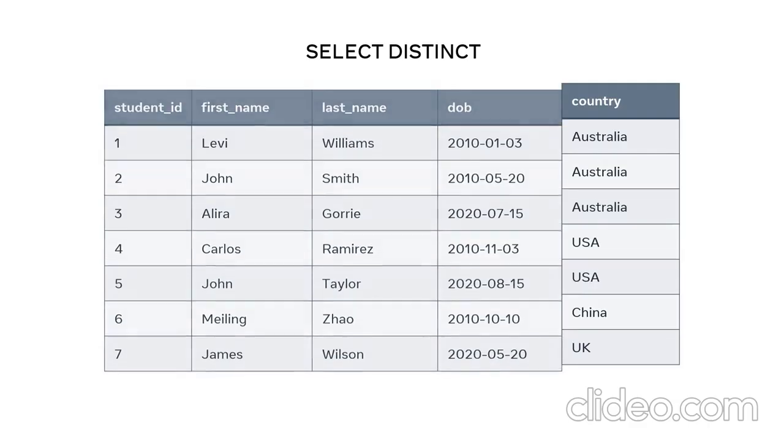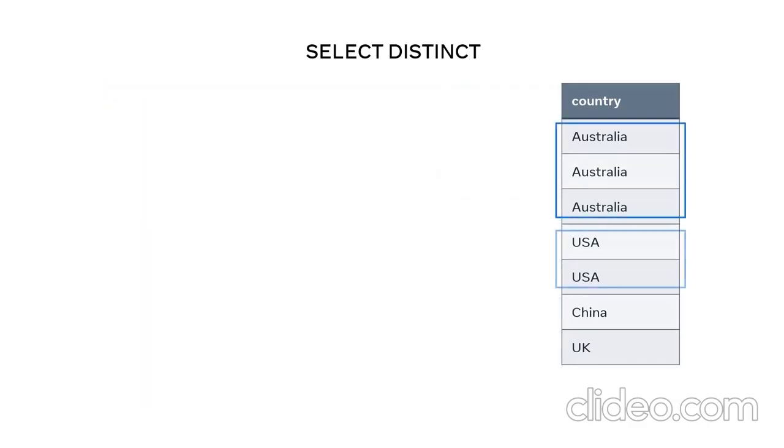Let's assume you want to find out which countries the students in the college are from, so that you can get an understanding of which nationalities are represented in the college. You can begin by using a SQL select statement. You can write the select keyword, then country, followed by the from keyword and the student table name. Running this select query gives you 7 records as the result, with multiple duplicate records. In this case, there are duplicate records for Australia and the USA.